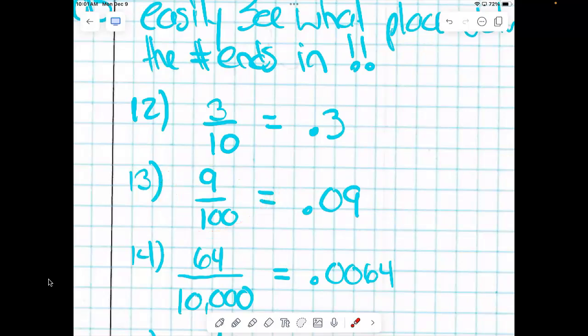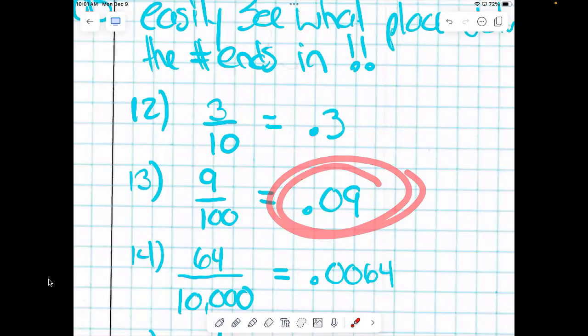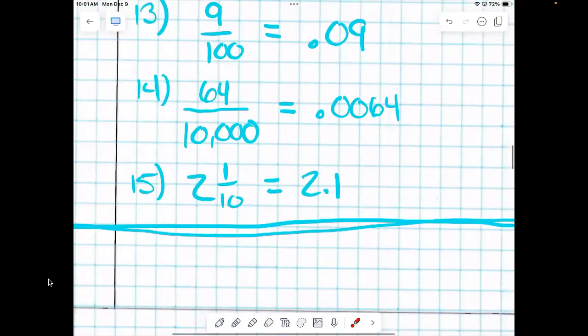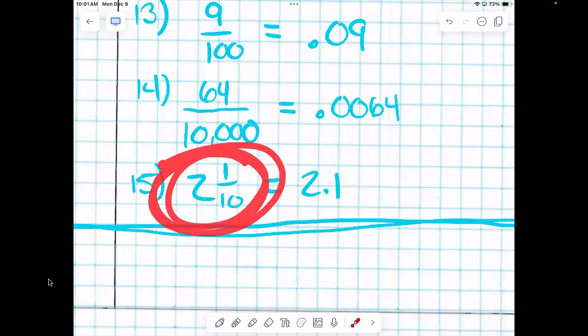Say this fraction. 1, 2, 3. 900. Say this decimal on the count of 3. 1, 2, 3. 900. So again, if the denominator is a power of 10, you just simply say the decimal the same way, yes?